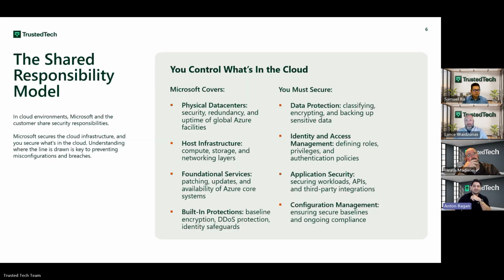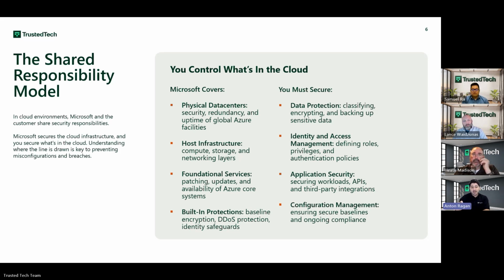Thank you, Lance. And so, as mentioned, the cloud isn't natively secure, right? Yes, Microsoft is responsible for a portion of the security because under SaaS models they're hosting the infrastructure, but we are also responsible for keeping our data secure. So this delineation is known as the shared responsibility model.